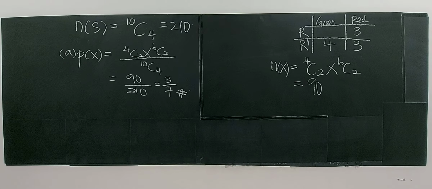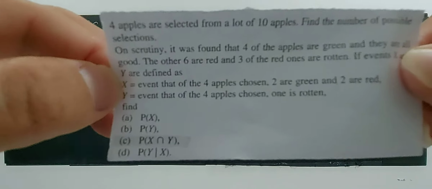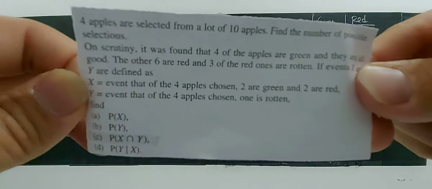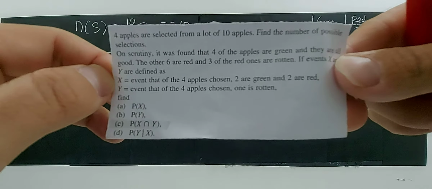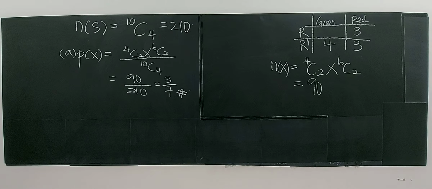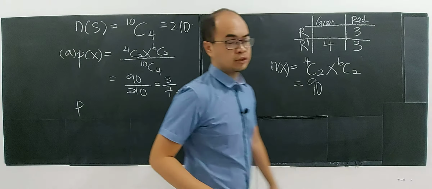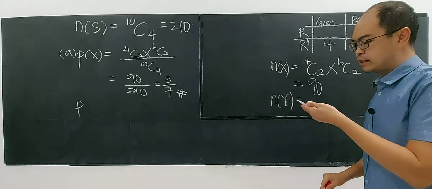Alright, okay, let's look at event Y. From here, you read carefully. Y is the event that of the 4 apples chosen, 1 is rotten. Remember the statement there. They said 4 apples are chosen, 1 is rotten.